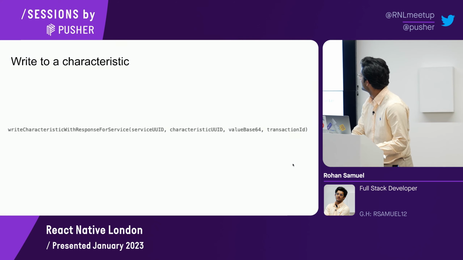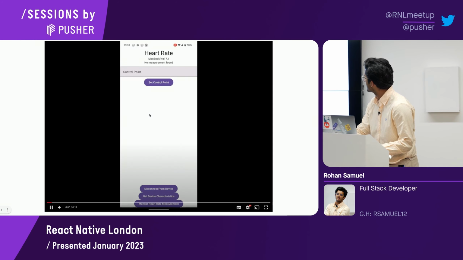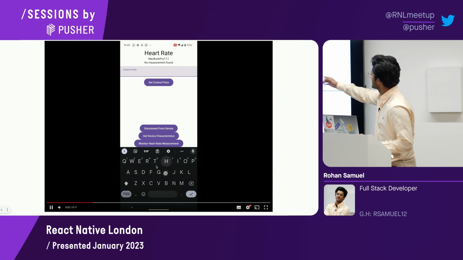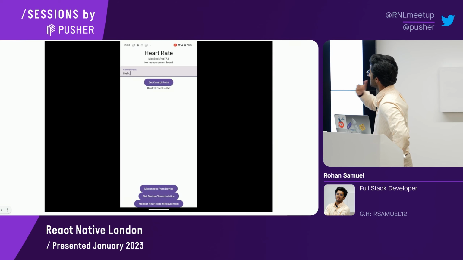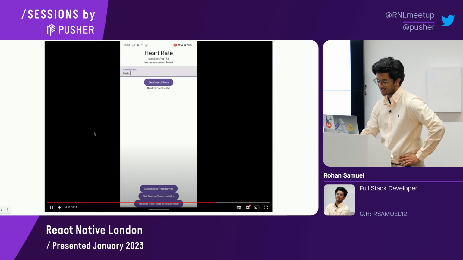Wait, hold on. Cool. So we've got a text input, type in hello. I really don't know what to input in control point. I don't know what that is. And then it's set. Trust me, it works.